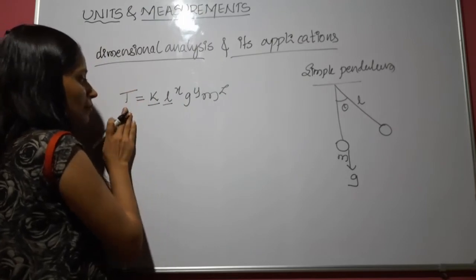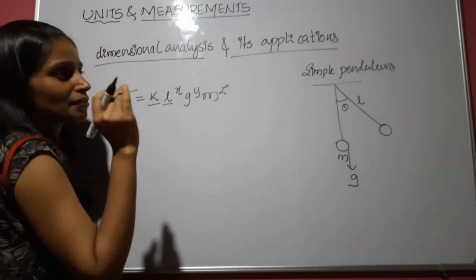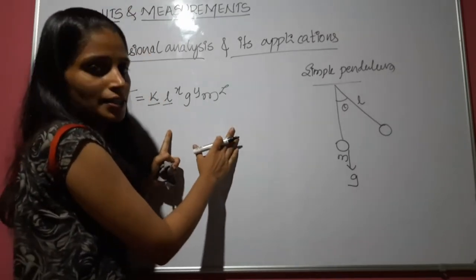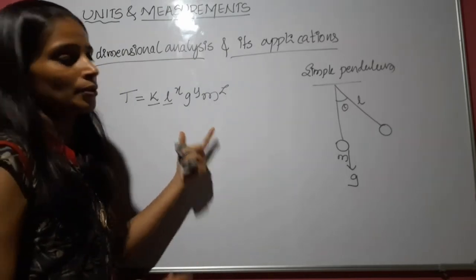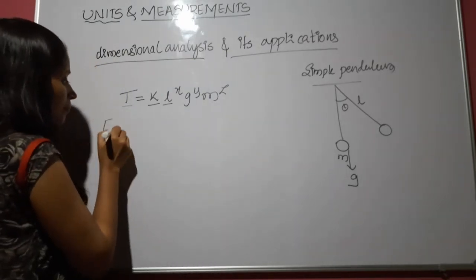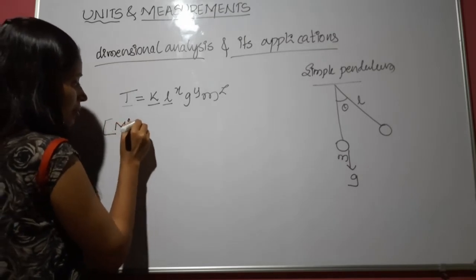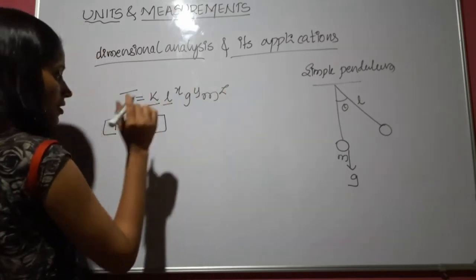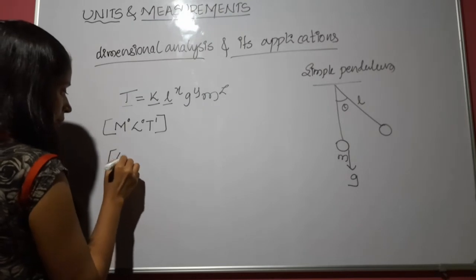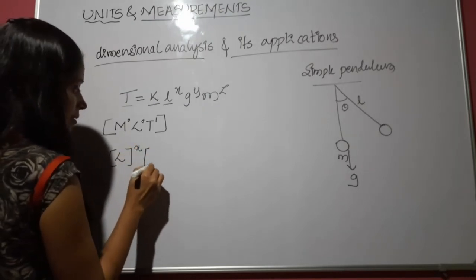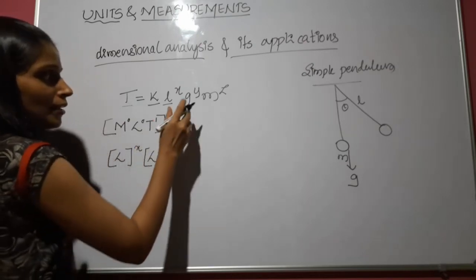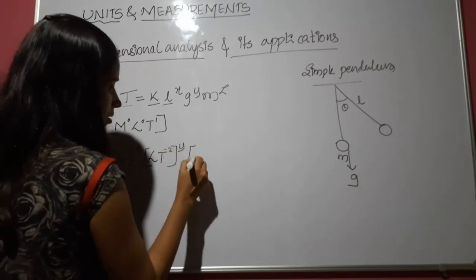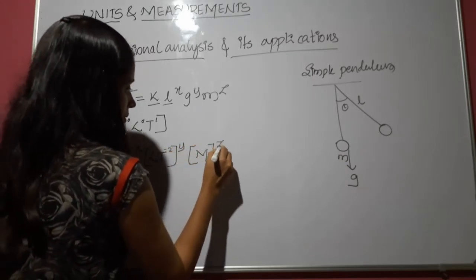Okay, we know the dimension of this physical quantity. Dimensional method ಅಂದರೆ actually LHS should be equal to RHS. LHS RHS ಗೆ equal ಆಗಿರಬೇಕು. So what is the dimension of T? Time period. Dimension of T is M power 0, L power 0, T power 1. So what is the dimension of the RHS? L power x, G power y. And dimension of the acceleration due to gravity. This is y, mass, M power z.